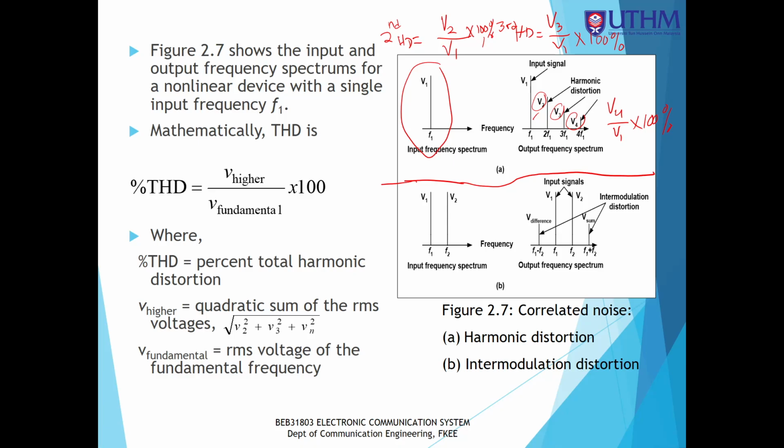Okay, and for the total harmonic distortions, we can calculate by quadratic summation divided with the fundamental. So quadratic summation is V2 square plus V3 square plus Vn square. So we have the quadratic, so V higher is the quadratic summation. Quadratic summation. And then we divide with V1.